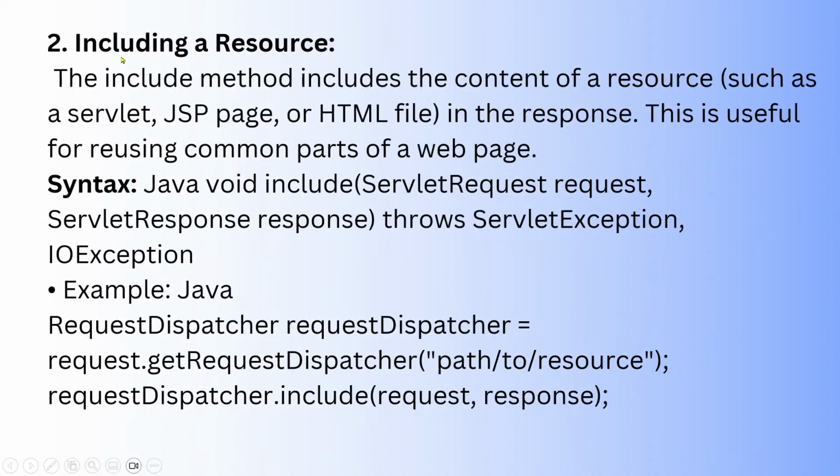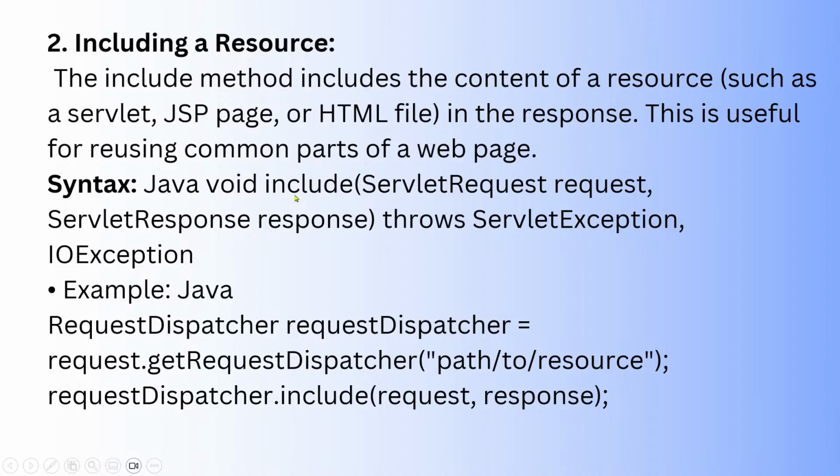Now the next is including a resource. The include method includes the content of a resource. As we have seen, it is including the content. It can be a servlet, JSP or HTML file. And it is useful for reusing the common parts of a web page. So to use common parts of a web page, it is used.